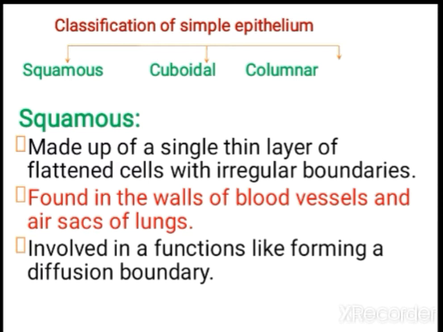The main function of squamous epithelium is diffusion. When the blood vessel is thin, only then is diffusion possible, the exchange of gases is possible. The same way in the air sacs of lungs also, when the walls are thin, only then the diffusion and exchange of gases is possible. So wherever a thin layer is needed, you can find this squamous epithelium.